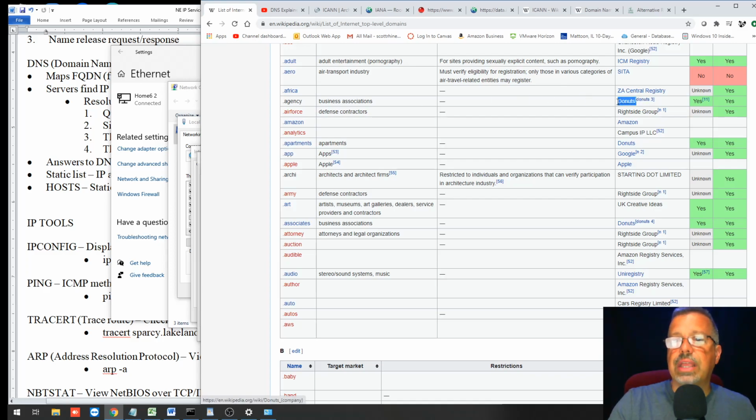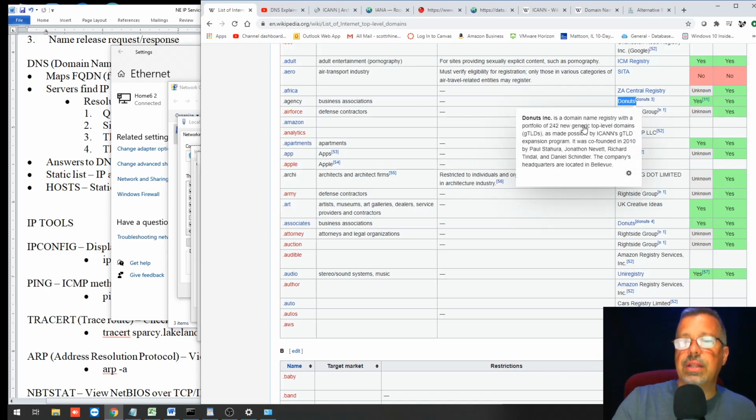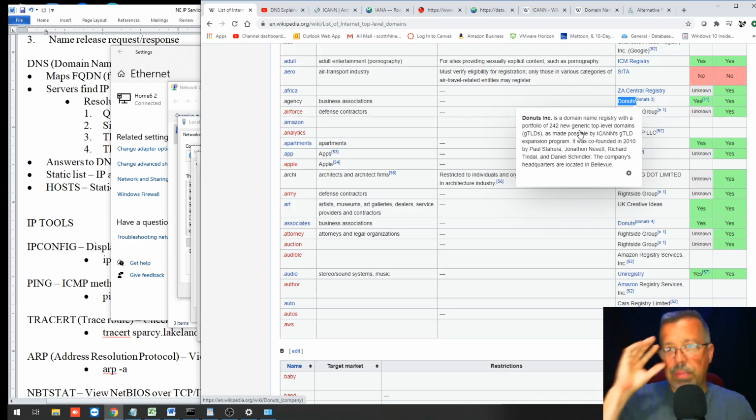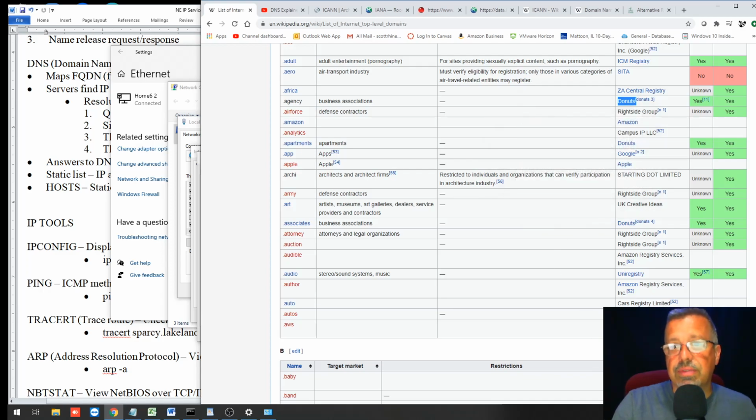Donuts was a company that just facilitated domain name registry, with a portfolio of 242. So they went out and bought a whole bunch of them, hoping to score. Basically, they were a gigantic corporate squatter that spent millions of dollars to get different ones, thinking that somebody was going to come along and pay for half of them, and then they'd quadruple their money.